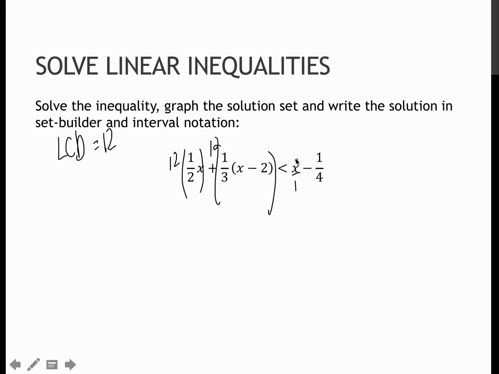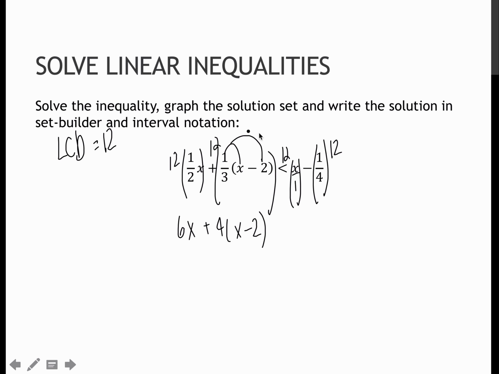And when I do that, it's going to clear the fractions so that I no longer have to deal with those pesky fractions. So 12 times 1 divided by 2 gives me 6x. 12 times 1 divided by 3 gives me 4. Notice this x minus 2 is going to stay exactly how it was because it's going to be affected by the 12 once I distribute.